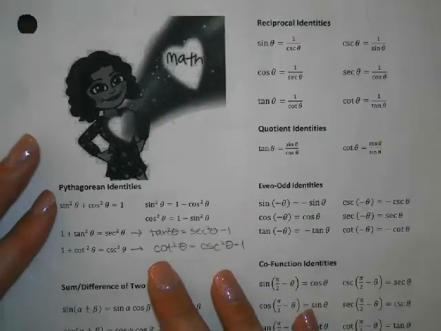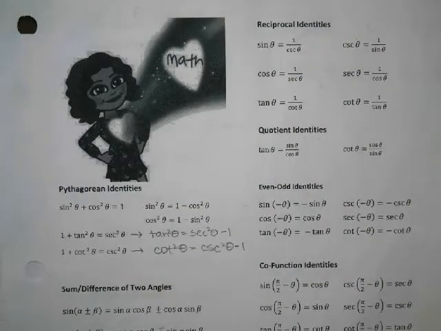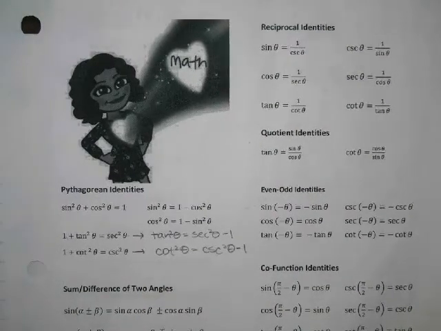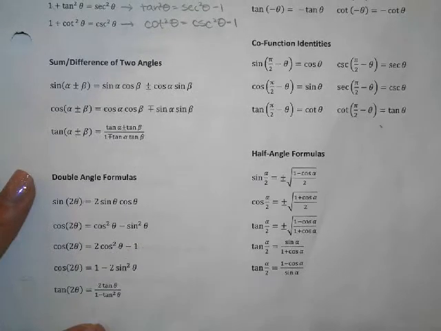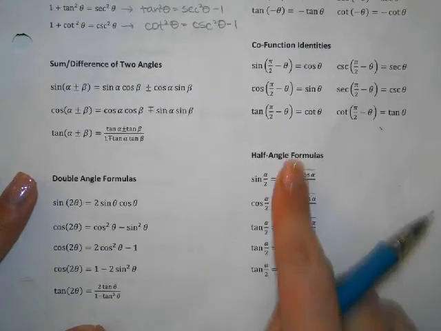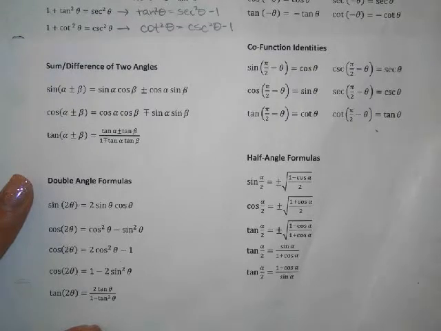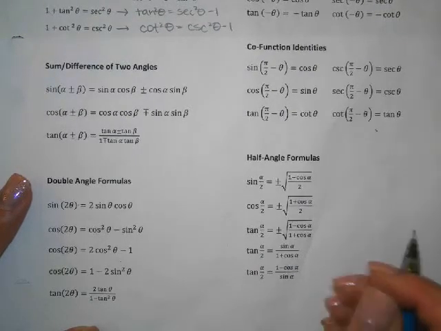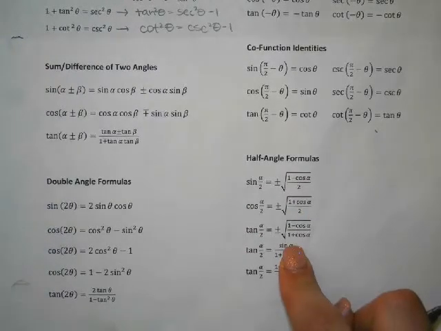Okay, so I want you to have your trig identity sheet in front of you because we're going to add something to it. The formulas that we're going to look at now are the double angle formulas and the half angle formulas. Because this semester is cut a little bit shorter, I decided not to go over these. So these work the same as what you were just doing.